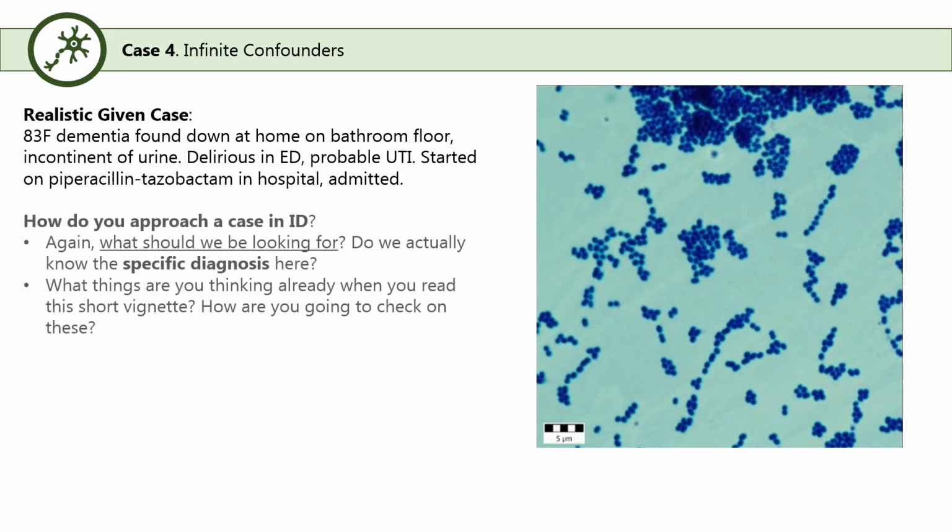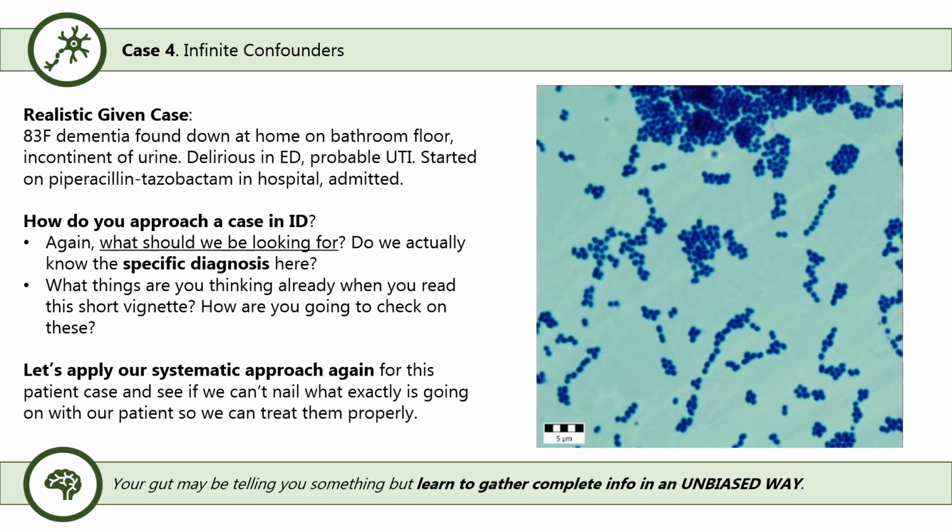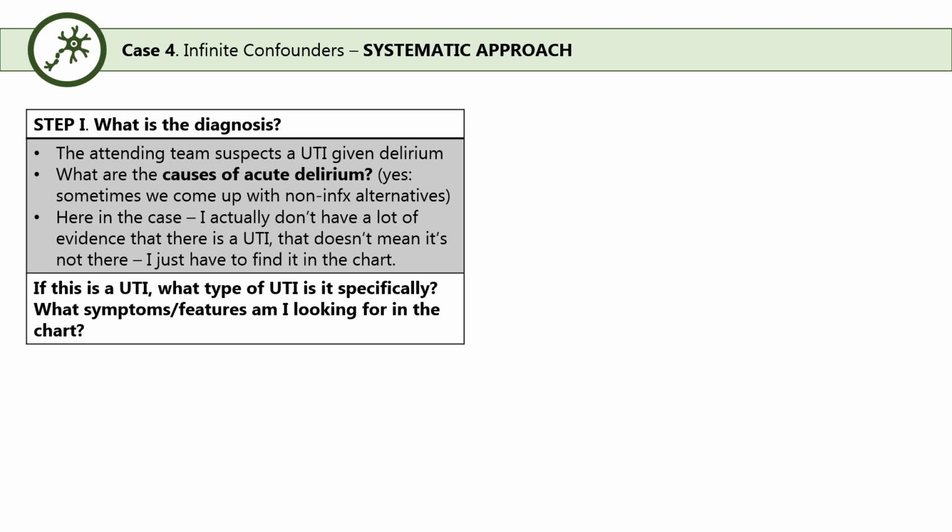What should we be looking for in this type of case? Do we know the specific diagnosis? Sometimes when we read cases like this, we can already start to have biased opinions on what is actually going on. A challenge is to approach our data gathering in a non-biased way, not looking to confirm our suspicions, but to get to the bottom of what is really happening.